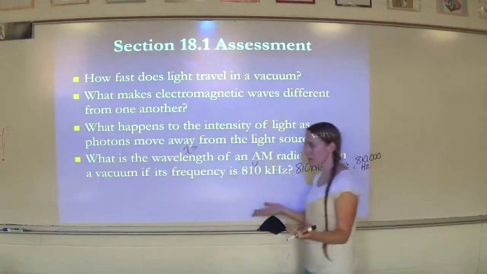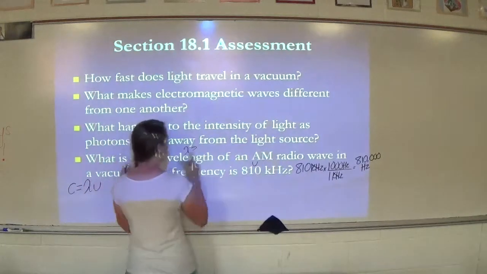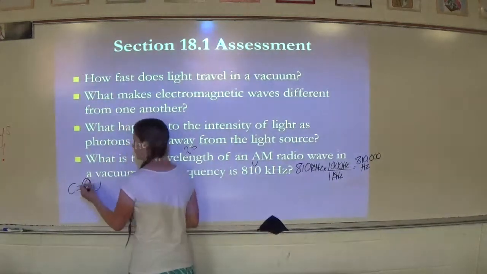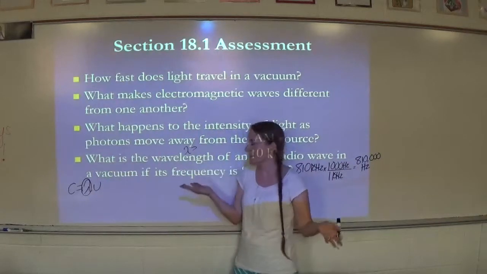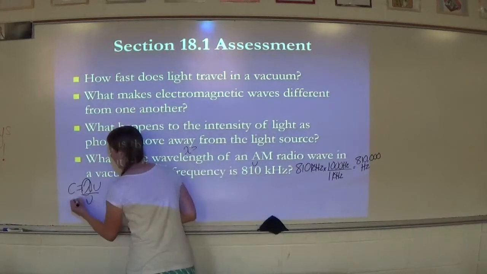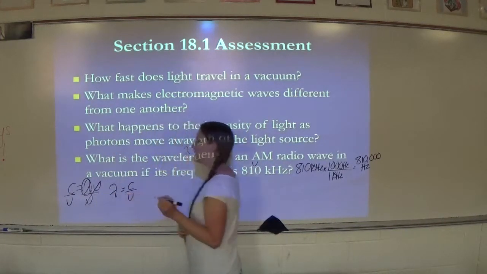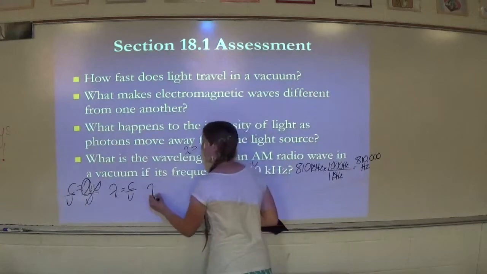All right, so let's rearrange our formula. c equals lambda nu. I am solving for wavelength, which is lambda. So how do I get nu on the other side? As always, if you're multiplying, you divide to get it on the other side. So I divide both sides by nu. So lambda is c divided by nu, and then I just plug in.